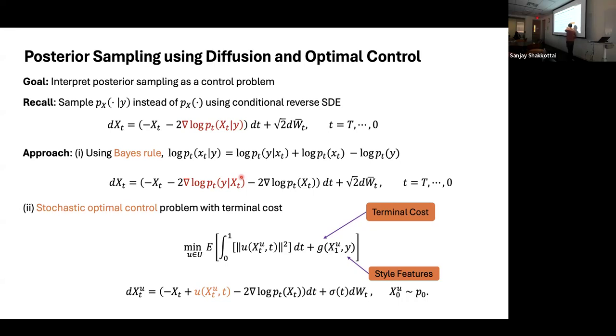The terminal constraint would say, after you run this thing, you're going to end up in some state. This is hopefully the correct image. This is your measurement y. And this terminal constraint penalizes how far these things are from each other. Can you develop a controller? Think of this as just an optimal control problem.